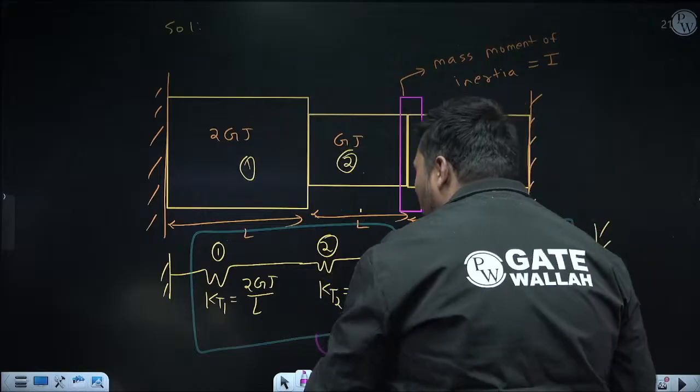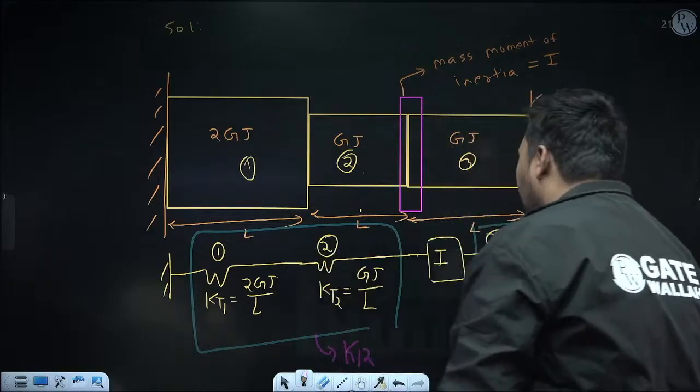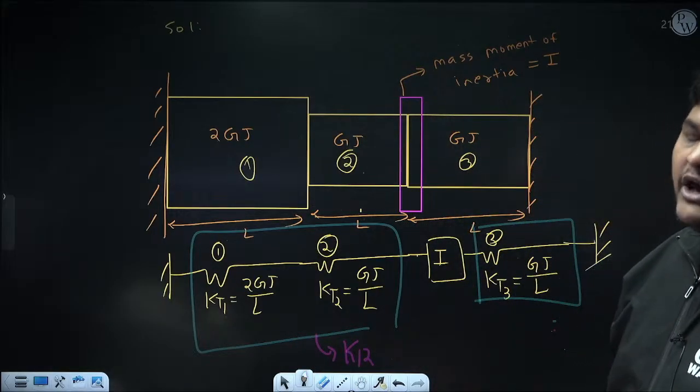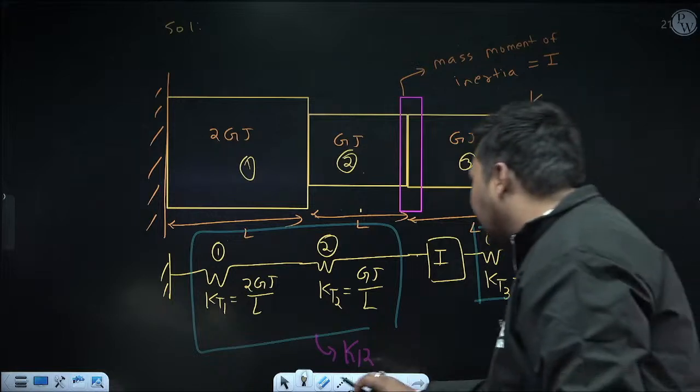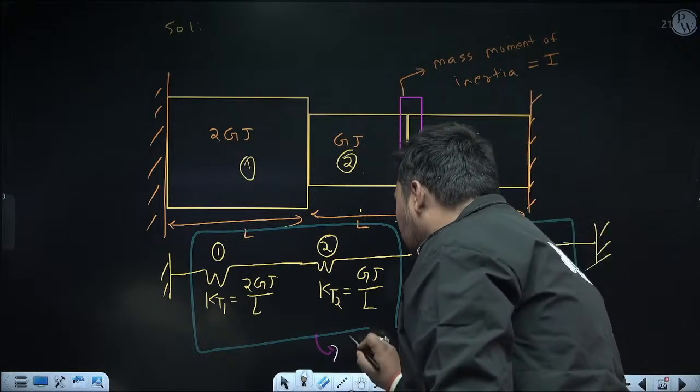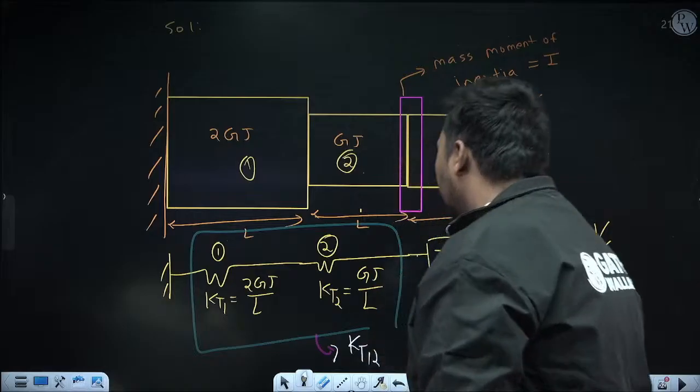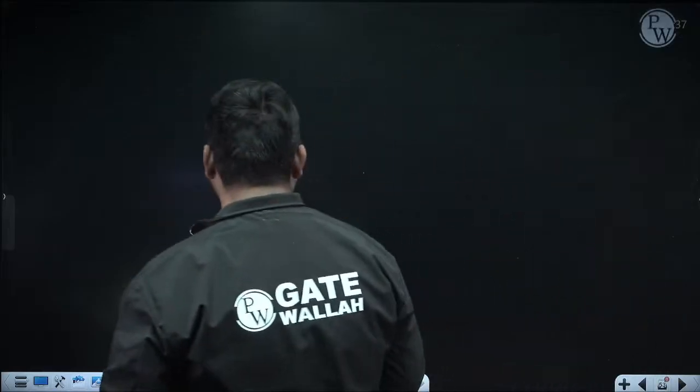How can we calculate K12? So this 1 and 2 are having end-to-end connection. End-to-end connection means can I say 1 and 2 are in series. So by using the series formula we can calculate KT12. T is for torsion stiffness. So suppose their stiffness I am representing as KT12. So how can we calculate KT12?